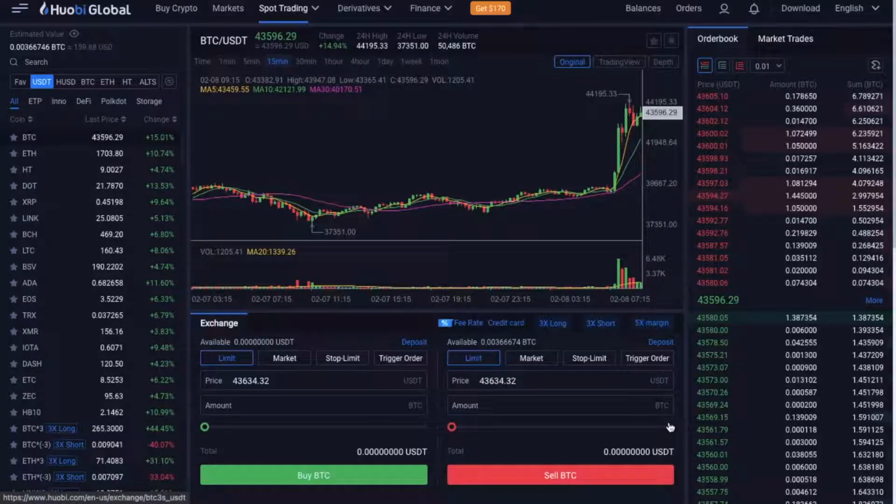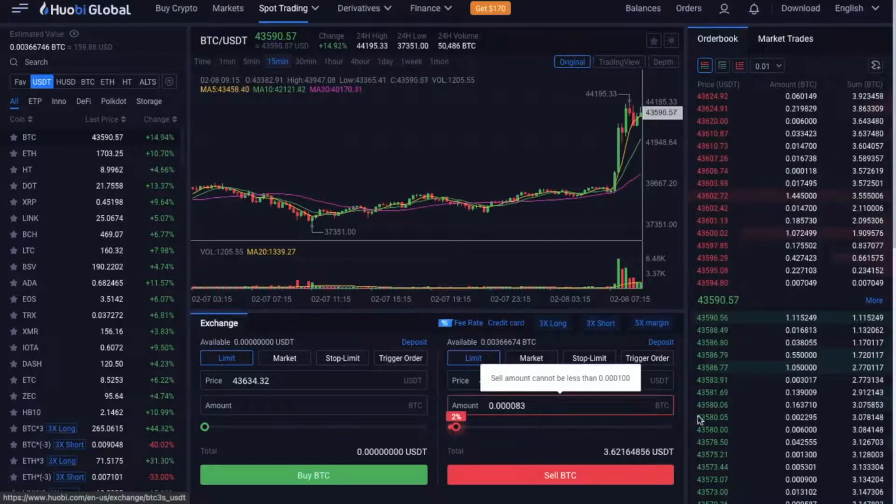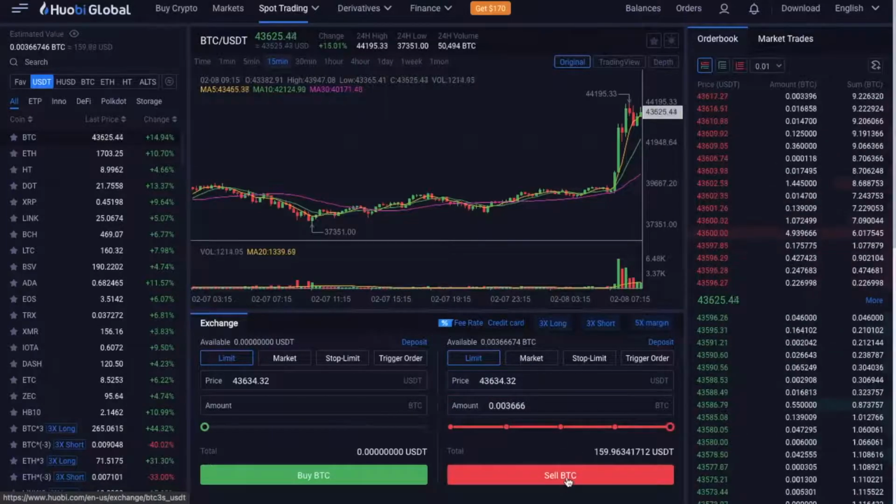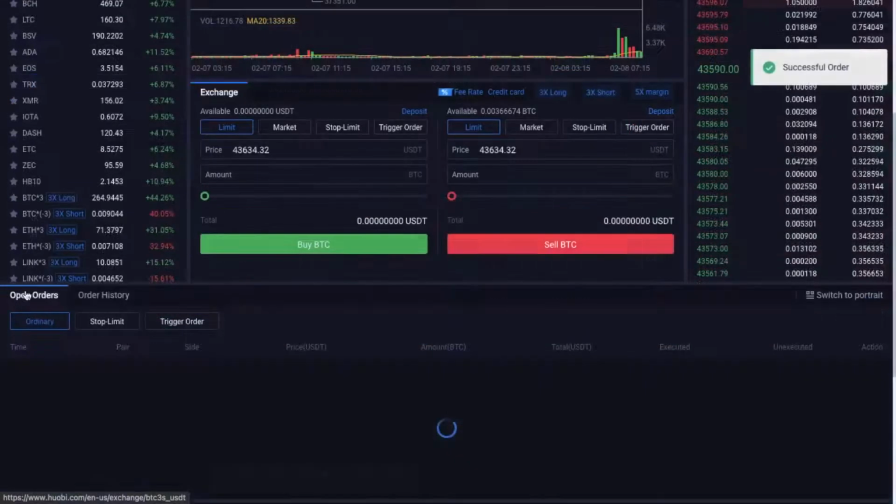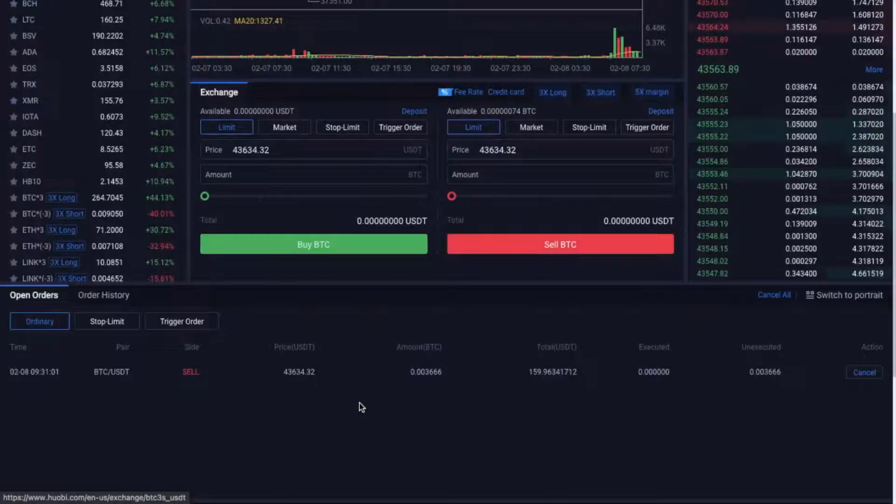Next, we need to say how much Bitcoin we'd like to sell, which you can enter into here, or you can use the slider at the bottom to choose a percentage of your portfolio. Then when you're ready, you can go ahead and place your order, which will then go onto the order book waiting to be filled. And it'll also appear under your open orders at the bottom of the screen.